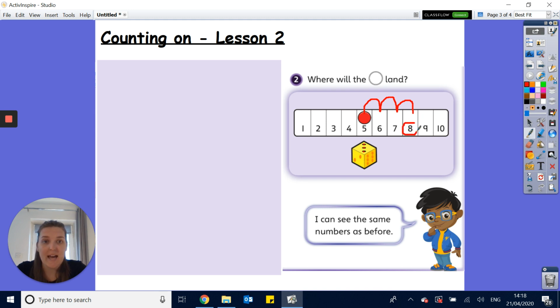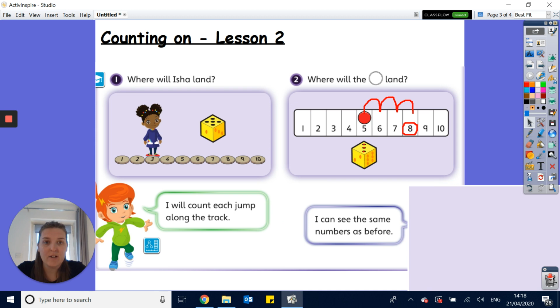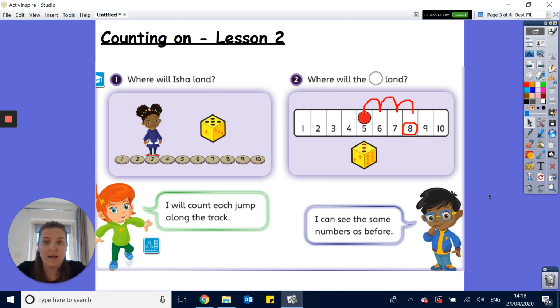Fantastic, it's the number 8. Okay, let's go back. Let me get rid of this and let's have a look at both of our answers. Now, let me just quickly add the annotations back onto this. She started on the number 3. She jumped 1, 2, 3, 4, 5, and she finished on the number 8.